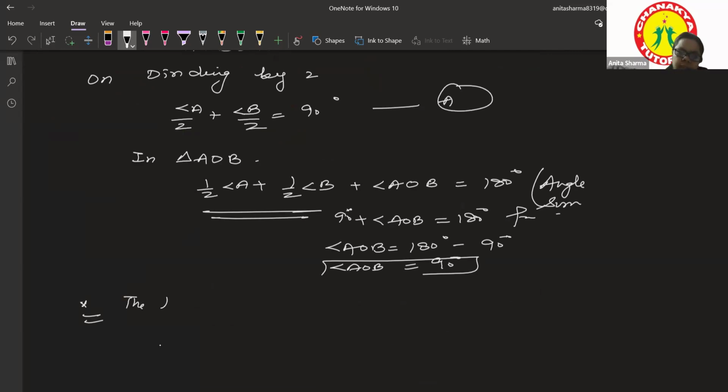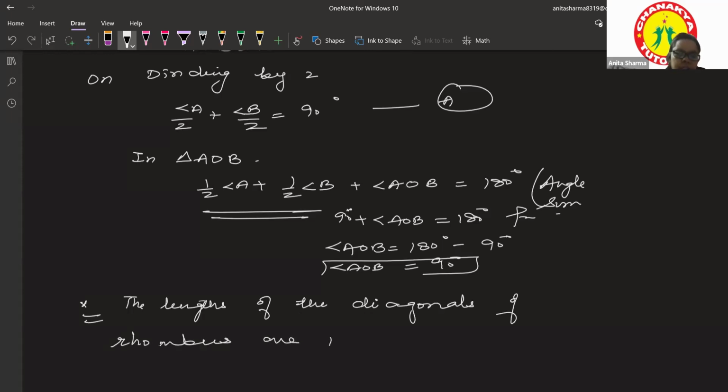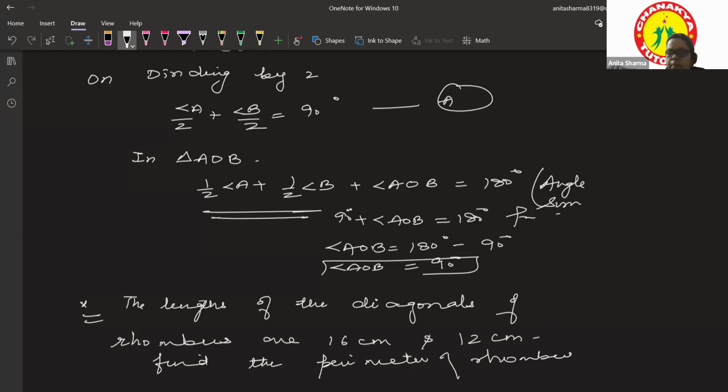Now next is, the lengths of the diagonals of a rhombus are 16 centimeters and 12 centimeters. Find the perimeter of the rhombus. Try to solve.